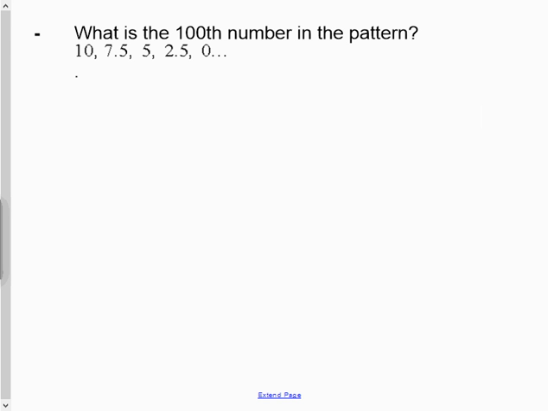Your next question is actually a linear relations question. It comes from when we graphed linear relations. It's an extension of grade 7 and grade 8 and grade 9. They're all the same thing. This question happens to have a pattern that starts with the first number is 10, then 7.5, 5, 2.5, and 0, and says, what's the 100th number in the pattern?